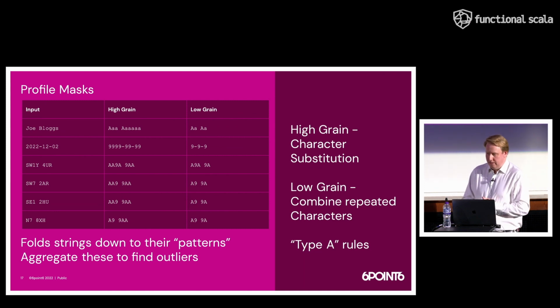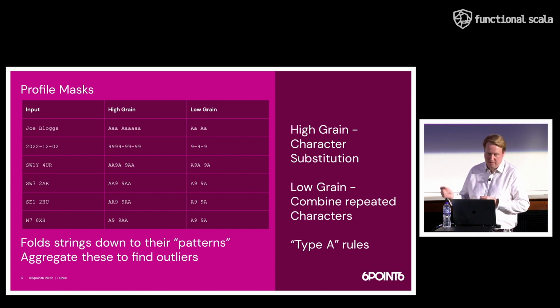So one of the techniques we use is something called profile masks. And this is where you can use character substitution to fold strings down to their patterns, right? So if I've got a data set with 1 million names in it or 1 million postcodes, it's quite difficult to jump in there and figure out, well, how am I going to look at those and work out what looks right and wrong? Whereas with profile masking, you can say, okay, so in the case of Joe Bloggs, if I replace all uppercase characters with an uppercase A and all lowercase characters with a lowercase a, and replace all numbers with a 9, then you get a pattern of what the data looks like.